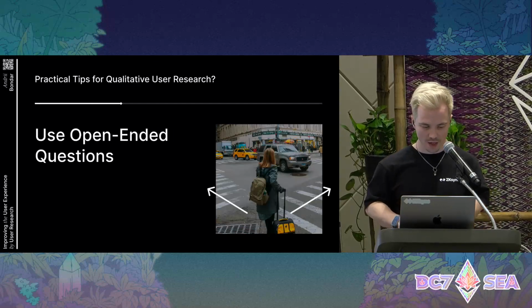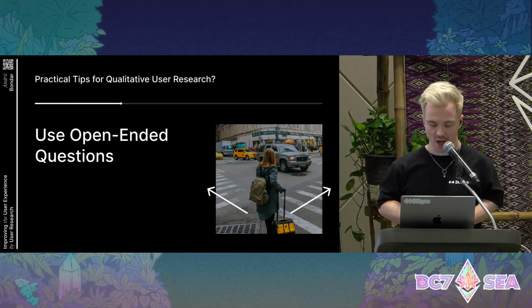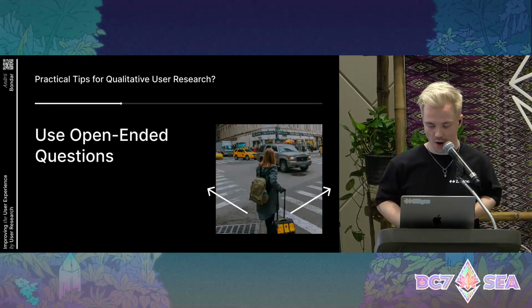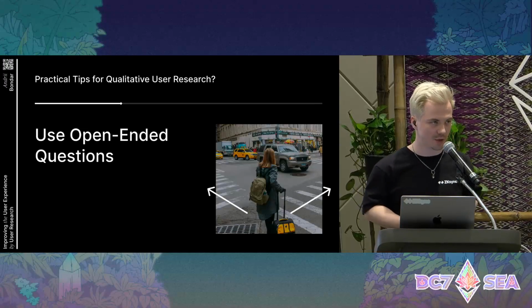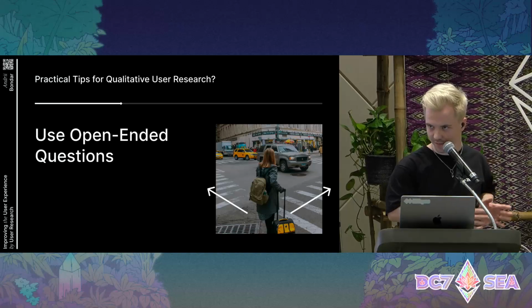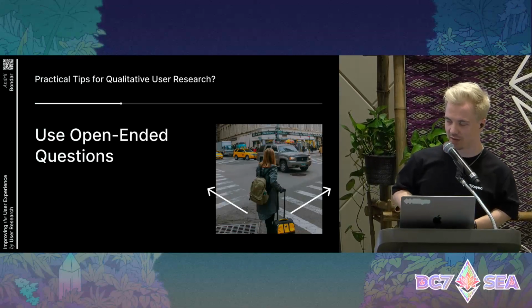Use open questions. Ask questions that prompt detailed responses like, why do you prefer this feature? Or how does this process make you feel? For example, instead of "do you like this feature?", you can ask "what do you like or dislike about this feature?"